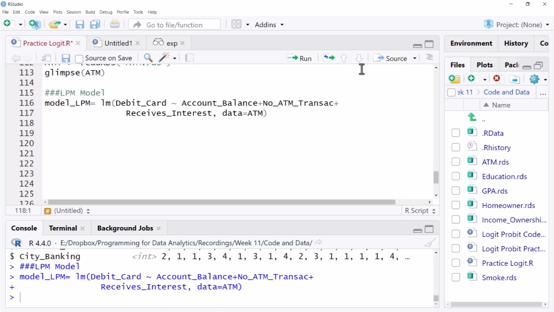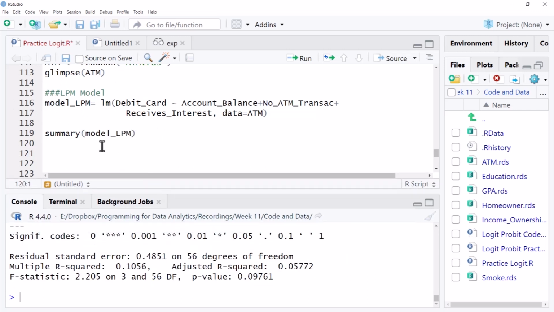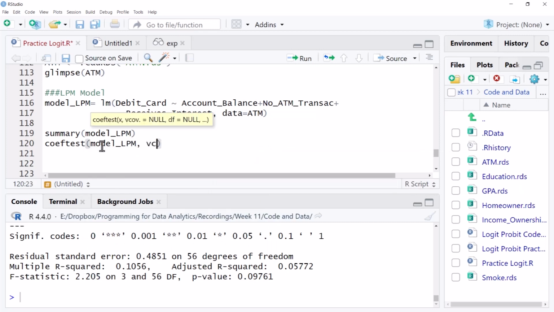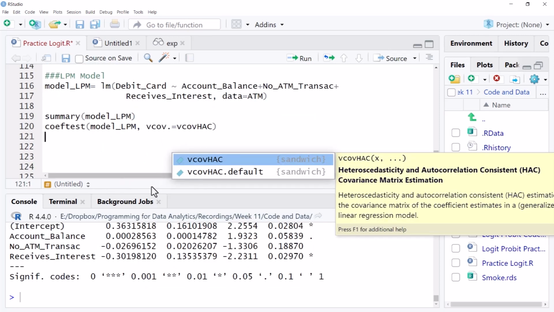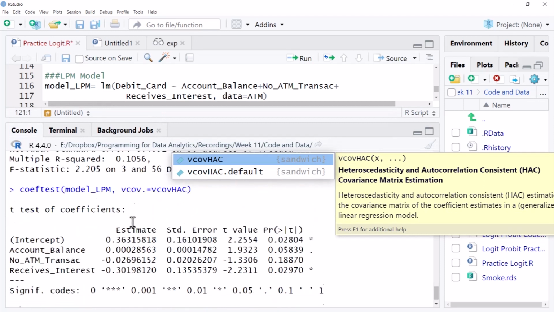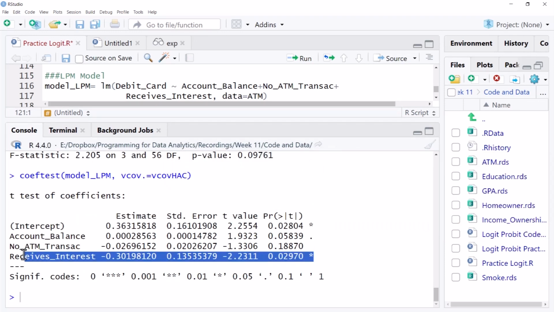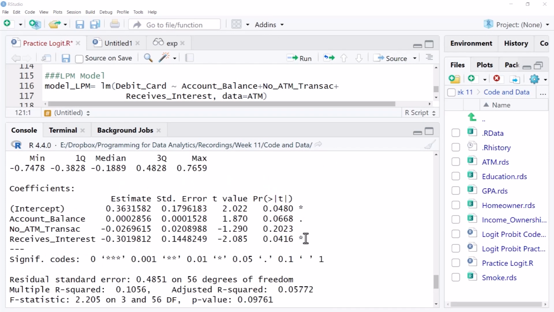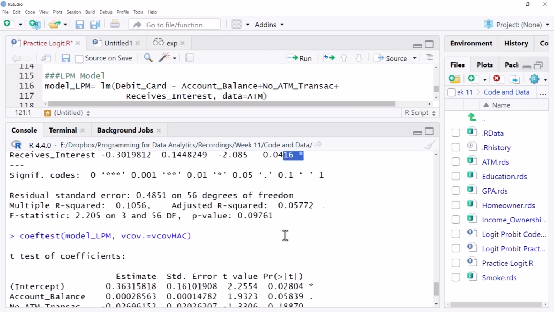Let us summarize this model. The simple approach is to summarize it like this, and we can also run the coefficient test approach with robust standard errors, using model_LPM with vcov equal to. Both approaches we can use, and let's see what the significant coefficients are. When we run the LPM approach, you can see receives interest is significant. Here also account balance is significant, and receives interest is also significant with the same sign.